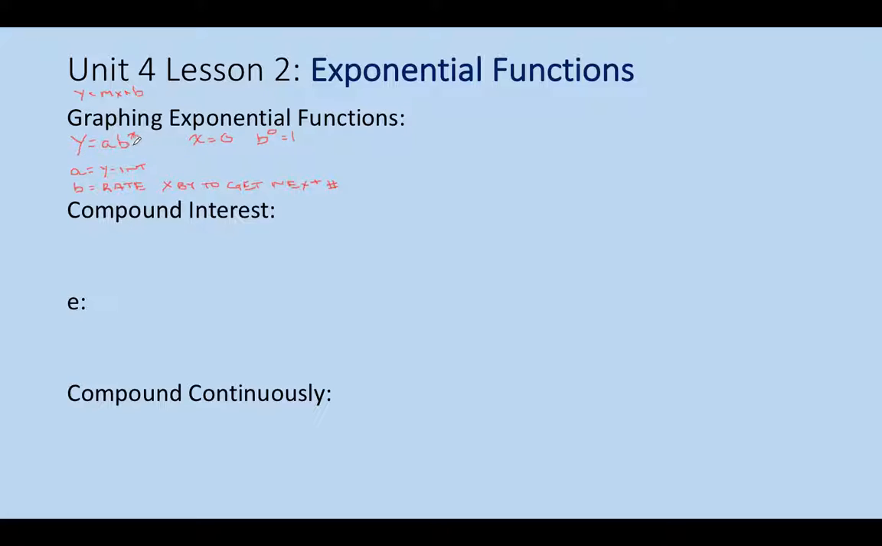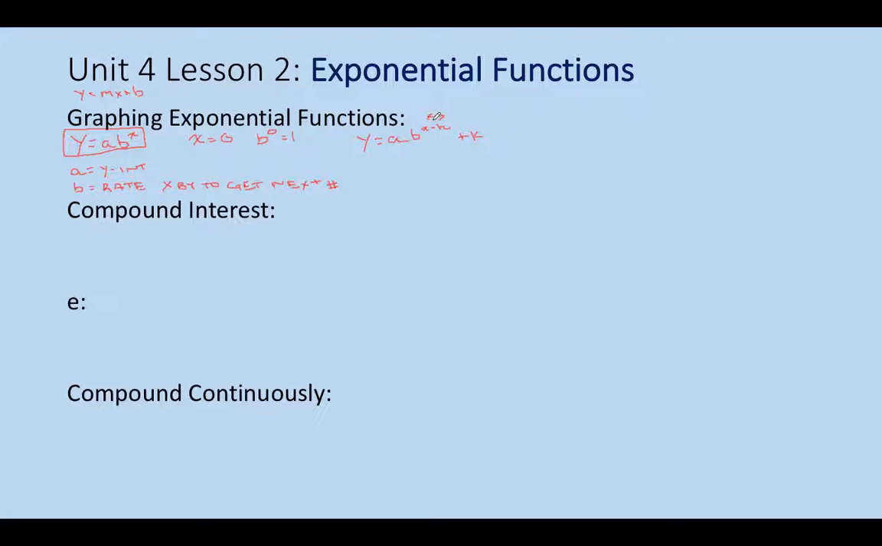And then the other thing is that, well, we know that we've got the parent function, the basic version here, but every other function that we've done this year, we've done a shift with. And so we have that in this case as well. And so we can say y equals a times b to the x minus h plus k. And so this will move it left and right.